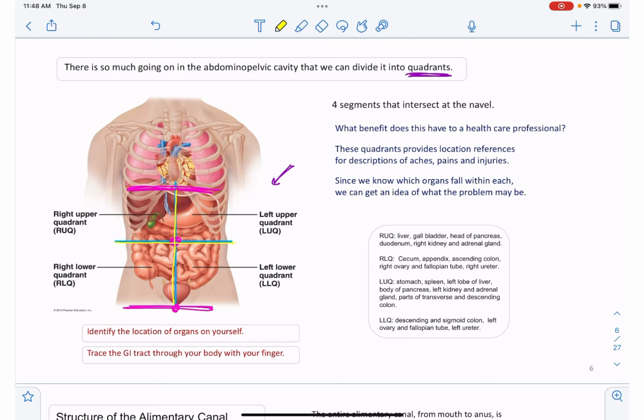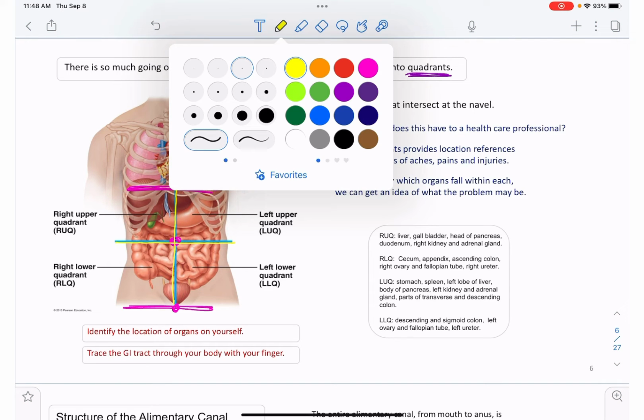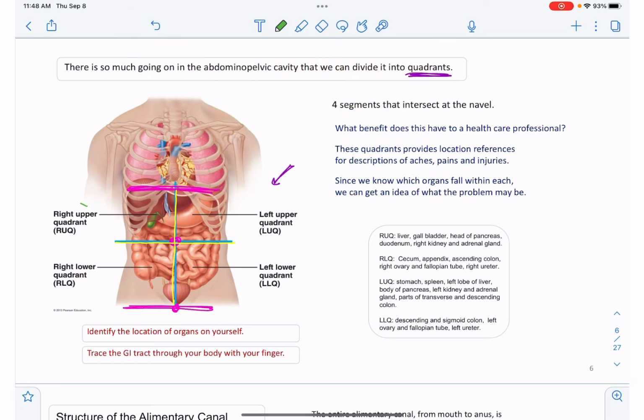In this figure, we're looking at an anterior view of the patient. And so the way we name these quadrants is in reference to the patient. So this up here is going to be the right upper quadrant. It's the right upper quadrant of the patient. Below it is going to be the right lower quadrant. And then on the other side, you're going to have the left upper quadrant and the left lower quadrant.